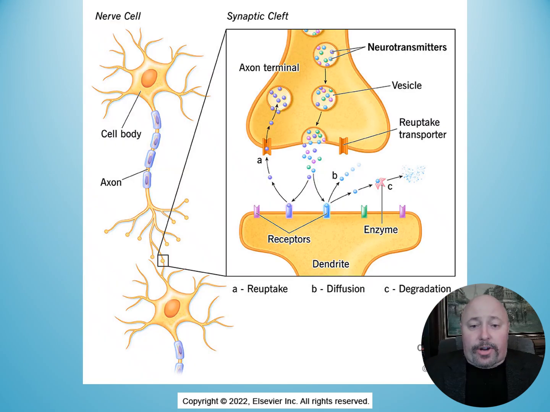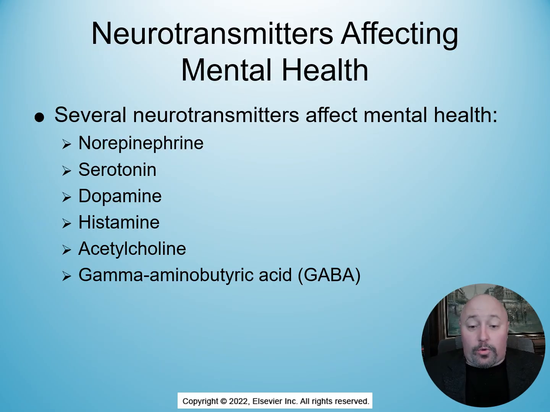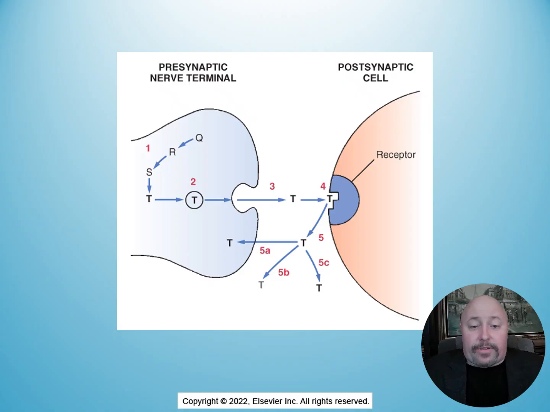And here we just have a diagram showing how those neurotransmitters work to transmit messages between neurons at the synaptic cleft. Due to this pivotal role neurotransmitters play, they also play a key part in our mental health. Transmitters like norepinephrine, serotonin, dopamine, histamine, acetylcholine, and GABA, just to name a few. Here we have another diagram showing the neurotransmitter role between the presynaptic nerve terminal and the postsynaptic cell, where the neurotransmitter is attaching to the receptor.